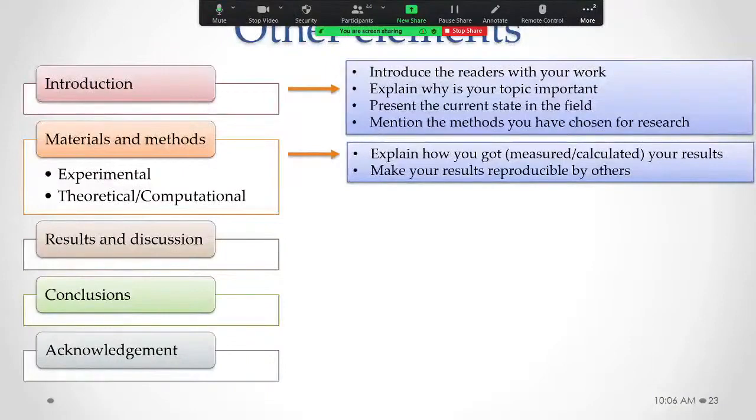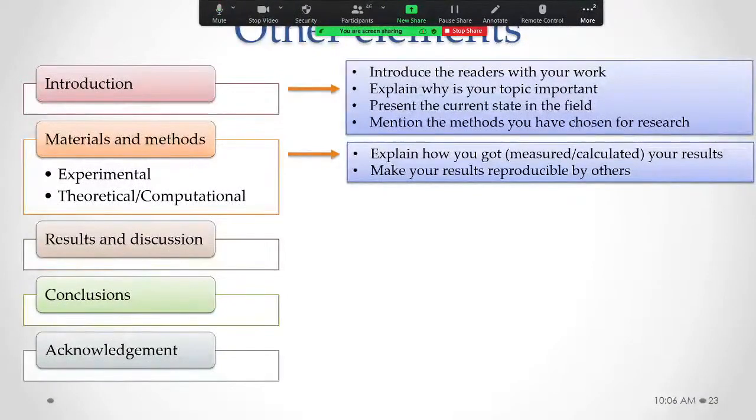So the purpose of the Materials and Methods chapter is to make your results reproducible by others. If you do some research, and if you receive very good, highly representative results, they will be useless if some other researcher from another part of the world cannot reproduce that. And there is no point in doing something which can be done only by you.